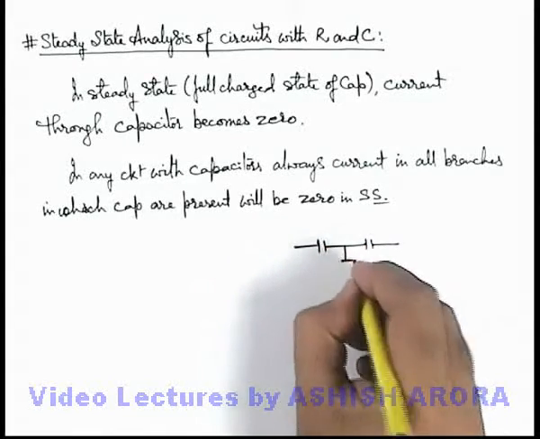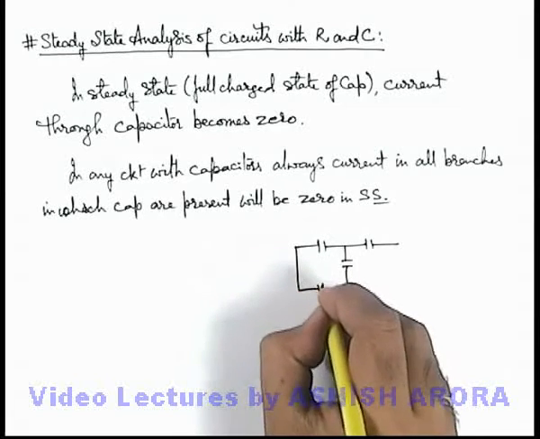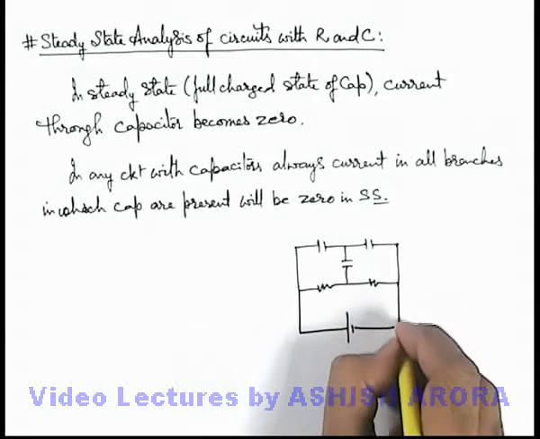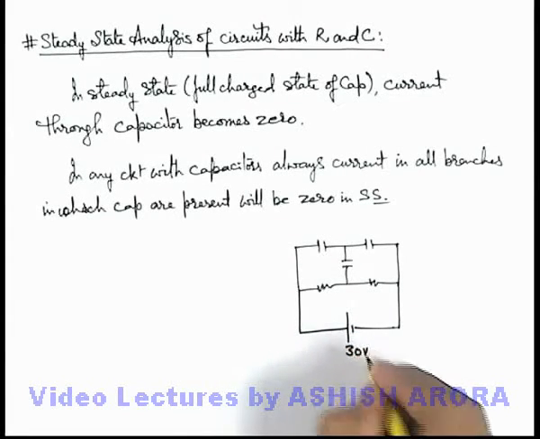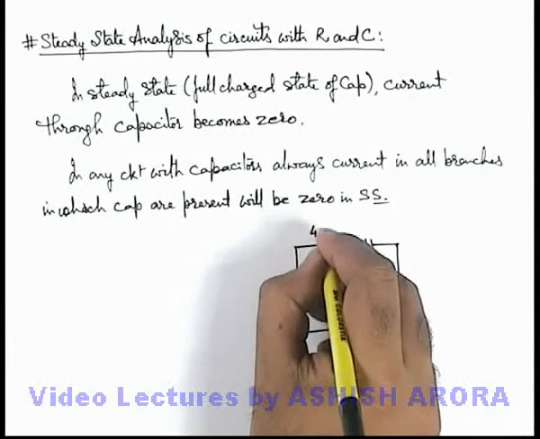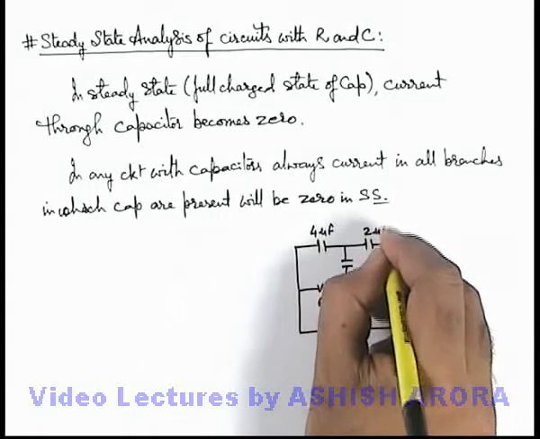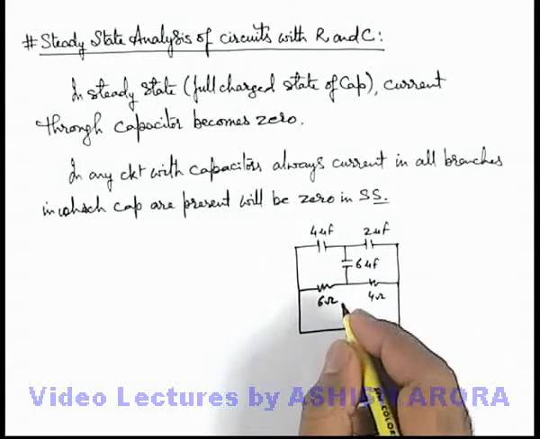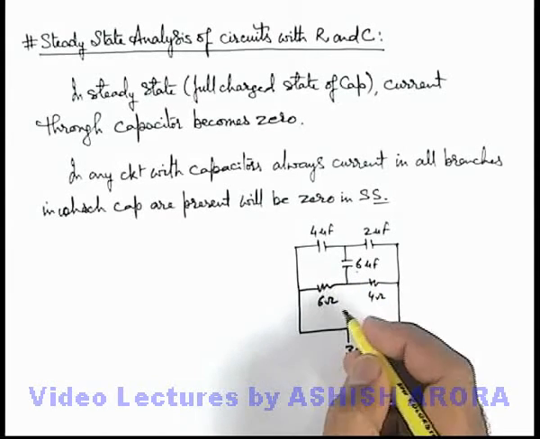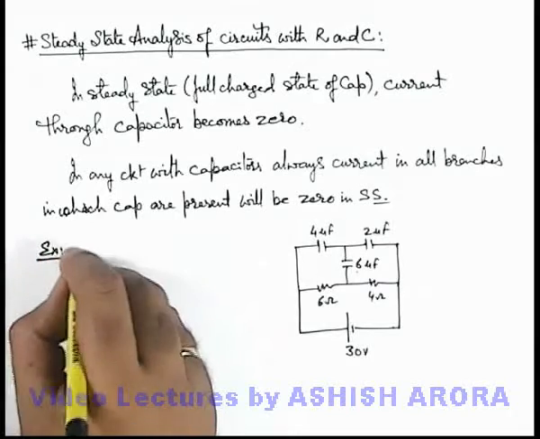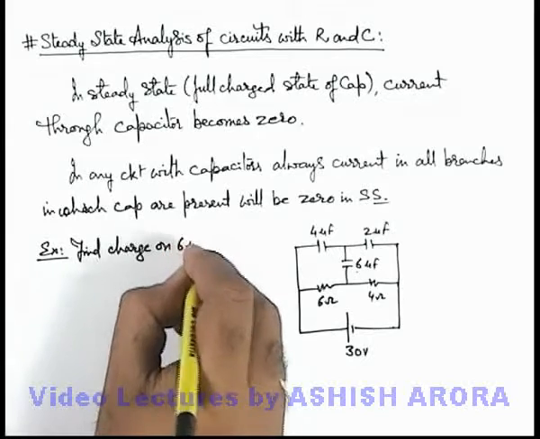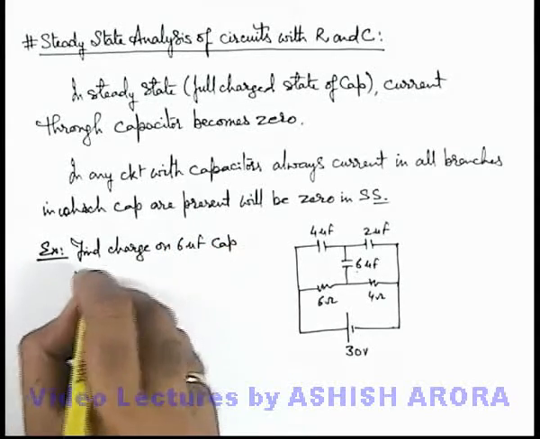a simple problem is given in which say 3 capacitors are connected with 2 resistances along with a battery. Say here the battery is of 30 volt, the resistances are 6 ohm and 4 ohm, and the capacitors are given as 4 microfarad, 2 microfarad and 6 microfarad. And in this situation, we are required to find the charge on the 6 microfarad capacitor in steady state.